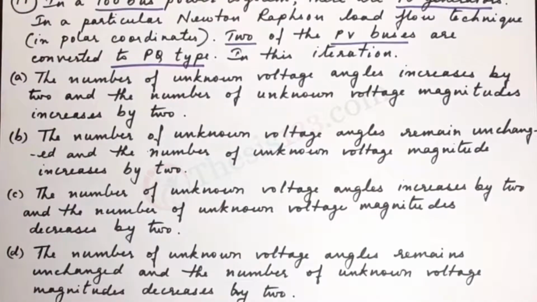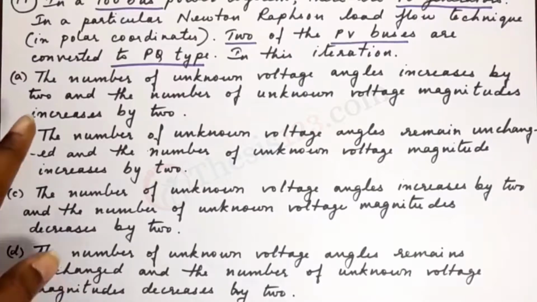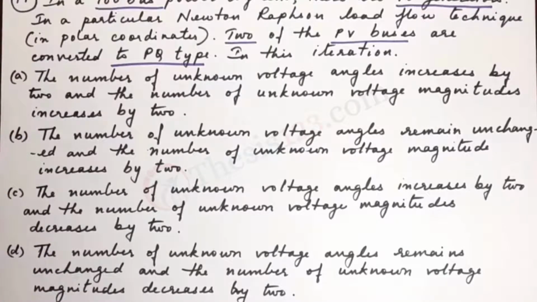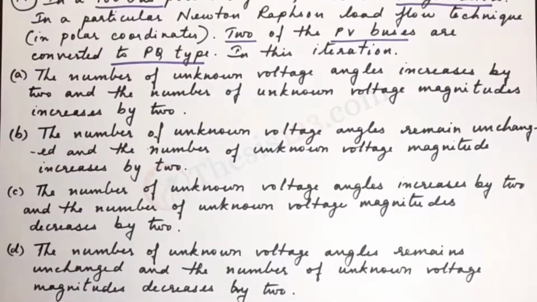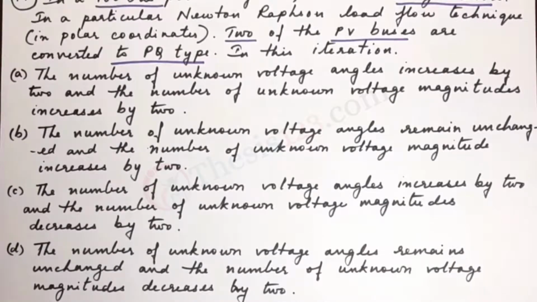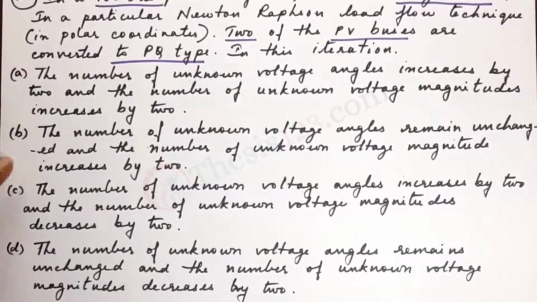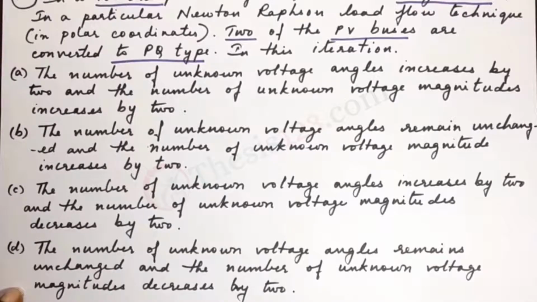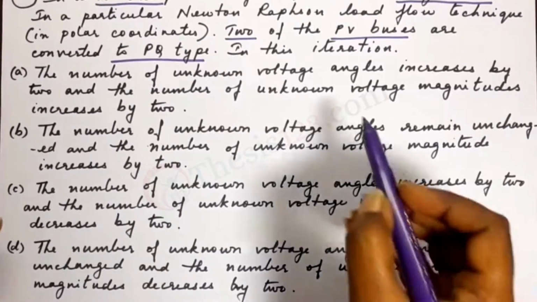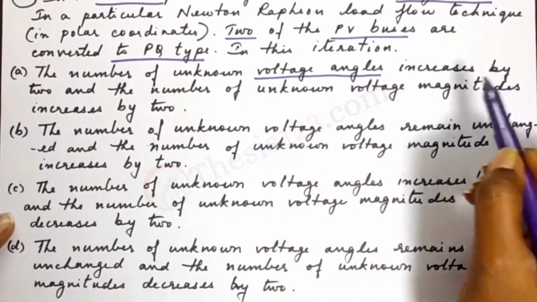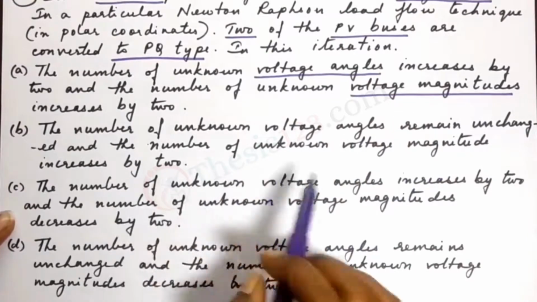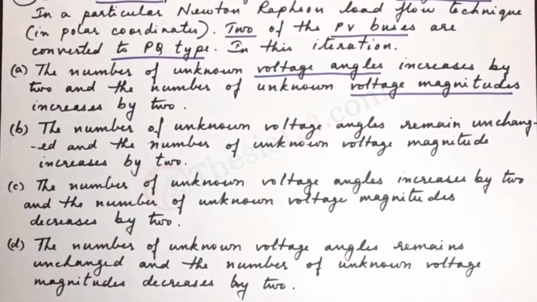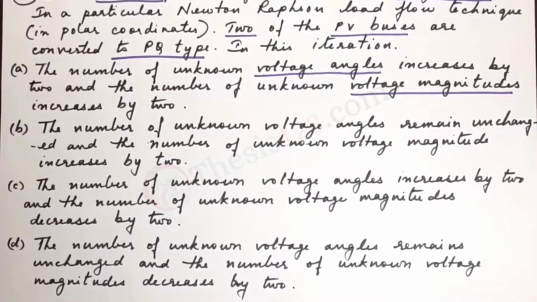In this iteration, the choices are the number of unknown voltage angles increases by 2 and the number of unknown voltage magnitudes increases by 2. So you will notice that in each option we are dealing with 2 things: voltage angles and voltage magnitudes. These are the 2 with different combinations, and we'll have to find out exactly which one is right.